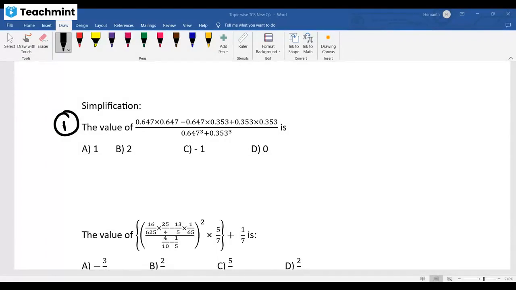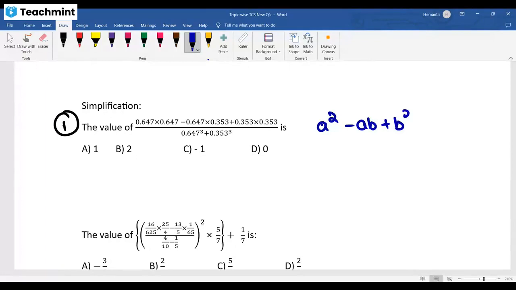Using a calculator, don't try, okay, because you need to use the braces and all in a perfect way. For calculations like multiplication and division, use the calculator, but this you need to work on. Here, what is this? A square minus AB plus B square, divided by A cube plus B cube. The format of this question, if you observe, is A square minus AB plus B square divided by A cube plus B cube.